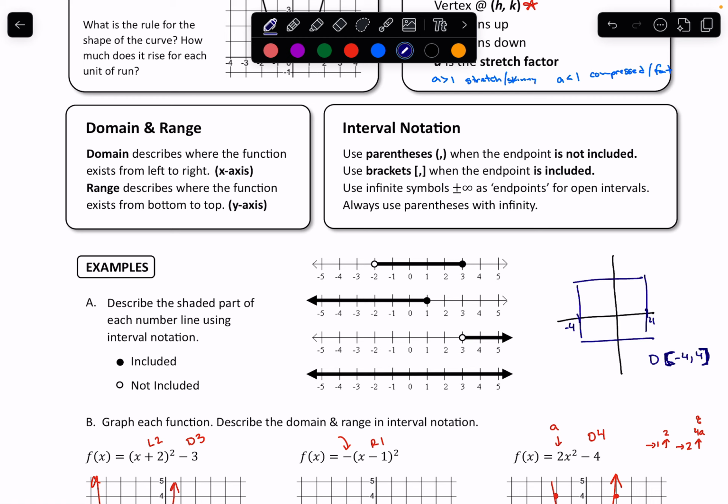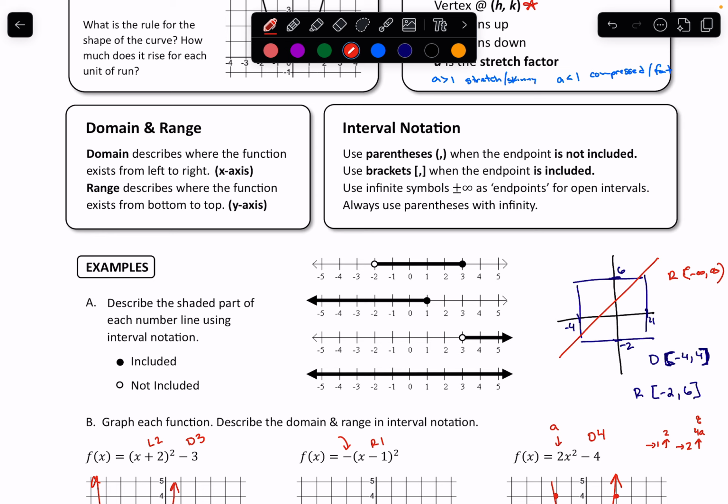Now, range is the up and the down. It's how far up your function goes and how far down your function goes. In this case, I haven't given these a value. Let's say that this is 6 and this is negative 2. So my range, I start with my lowest number. It goes down to negative 2 and it goes up to 6. Okay? If this was a line, then my range would be negative infinity to infinity because it goes up and down forever, right?